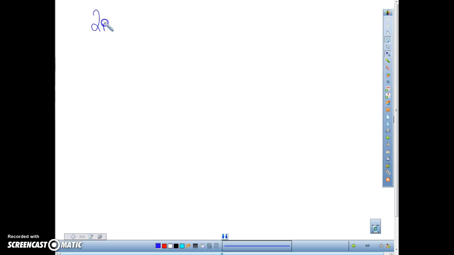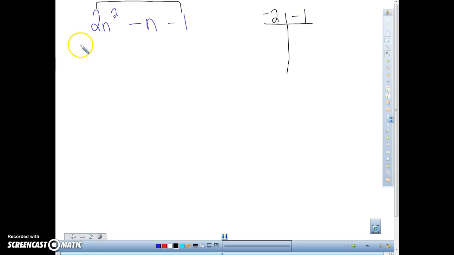So you have 2n squared minus n minus 1. First thing you do is multiply the first and the last. So you multiply to get negative 2, because that's what 2 times negative 1 is, and you add to get negative 1. So what multiplies to give me negative 2? Well, either negative 1, positive 2, or positive 1, negative 2. This adds to give me 1. This adds to give me negative 1. So this would be my answer.